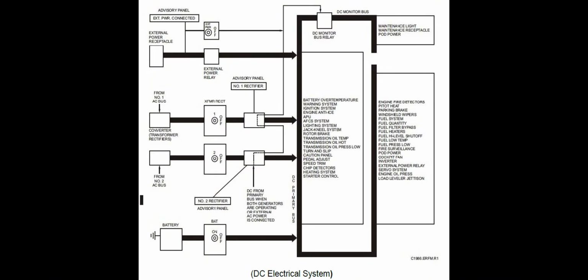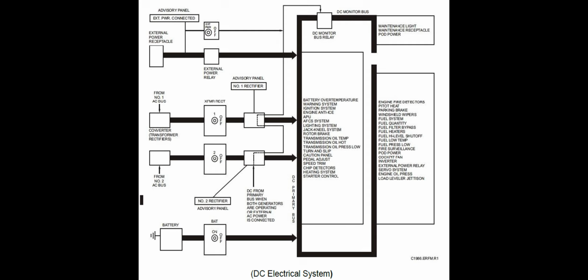With both switches in the off position and the battery in the on position, battery power only will be available to the primary bus. Reverse current cutout relays. The number 1 and number 2 reverse current cutout relays apply the 28 volts DC output from the number 1 and number 2 converters to the primary DC bus.